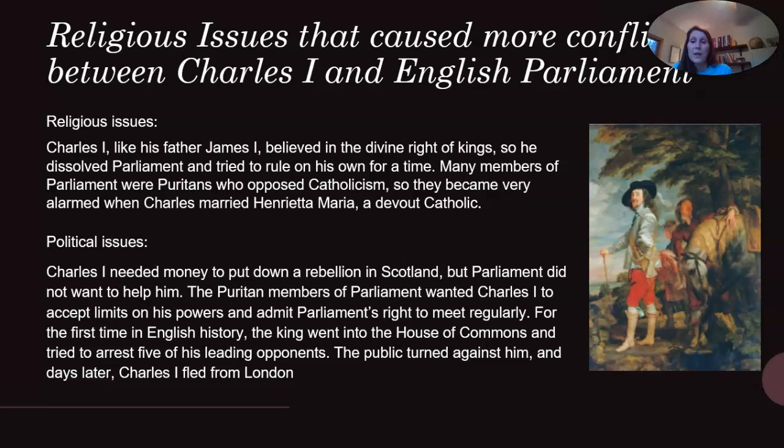devout Catholic. Political issues. Charles I needed money to put down a rebellion in Scotland, but Parliament did not want to help him. The Puritan members of Parliament wanted Charles I to accept limits on his powers and admit Parliament's right to meet regularly. For the first time in English history, the king went into the House of Commons and tried to arrest 5 of his leading opponents. The public turned against him, and days later, Charles I fled from London.